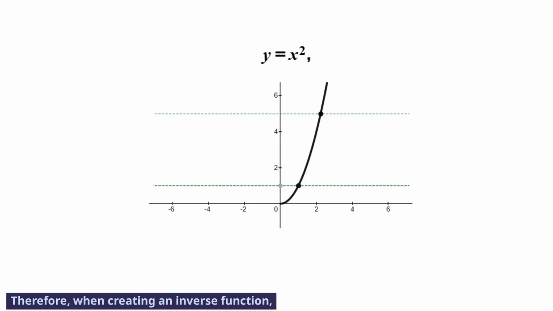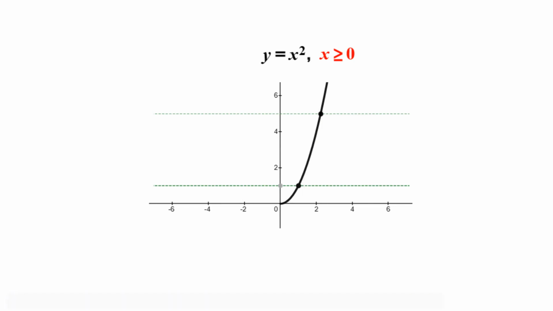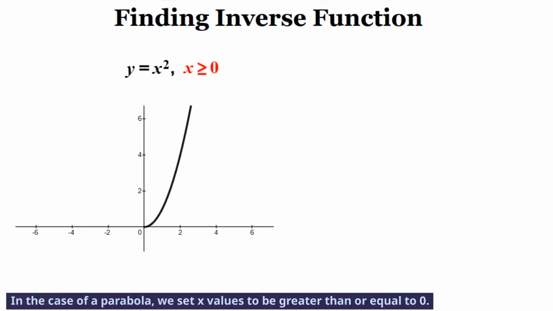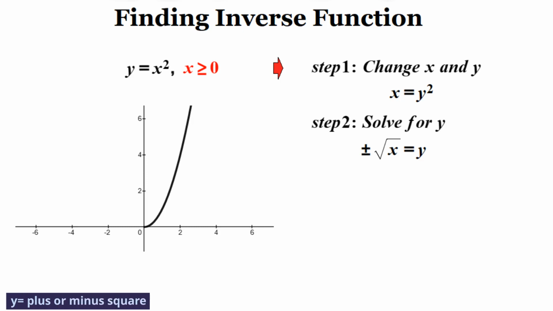Therefore, when creating an inverse function, we impose a special condition on the function, namely a restricted domain. In the case of a parabola, we set x values to be greater than or equal to 0. Step 1. Change x and y. X equals y squared. Step 2. Solve for y. Y equals plus or minus square root of x.